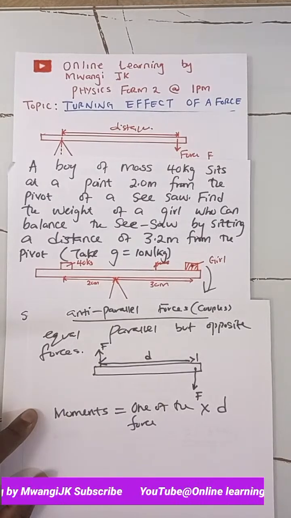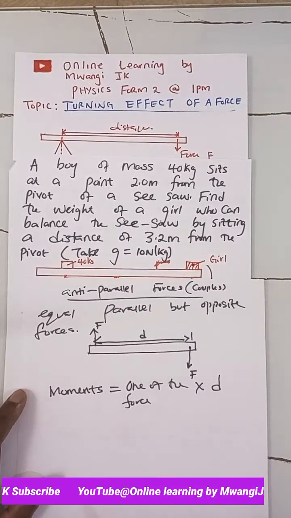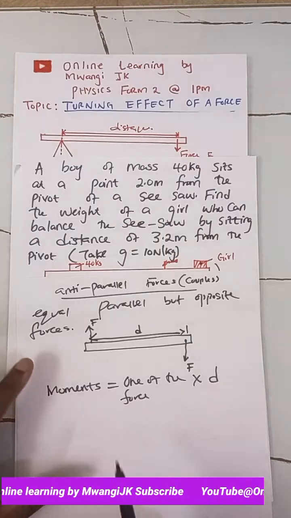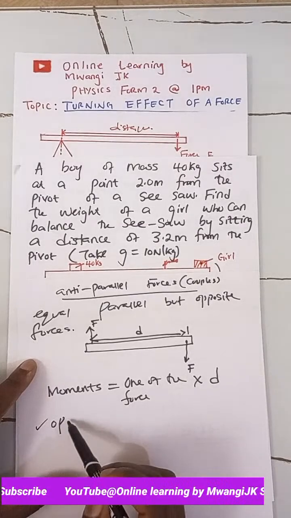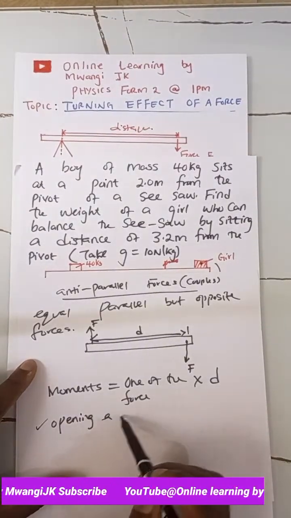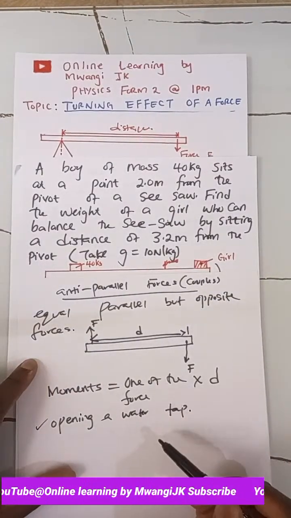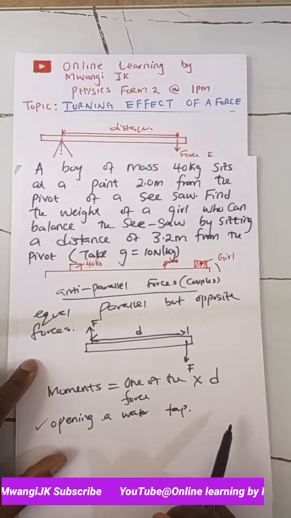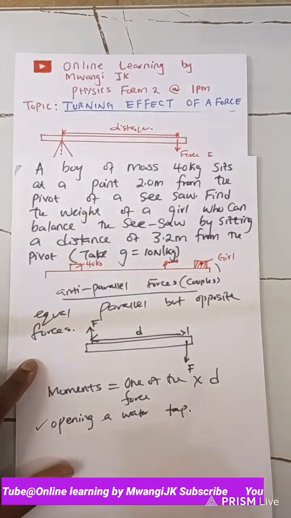So which are the examples of a couple or anti-parallel forces? We have so many cases, for example the force applied when opening a water tap. That force is a couple because you apply two forces in different directions, or opposite forces, for the tap to be opened.